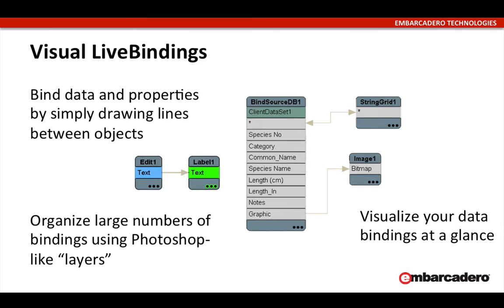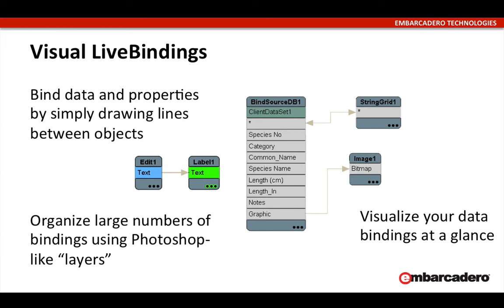So today is all about Visual Live Bindings. So Visual Live Bindings were introduced in XE2. Well, Live Bindings were introduced in XE2, Visual Live Bindings in XE3. And what Live Bindings bring us is a whole new way to be able to connect our data to our objects. And you can go way far and beyond as well.